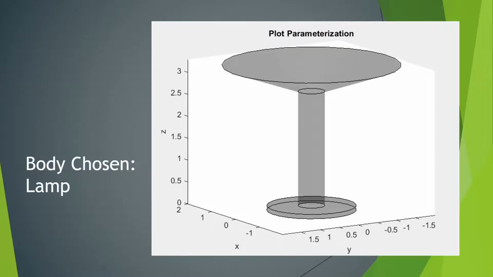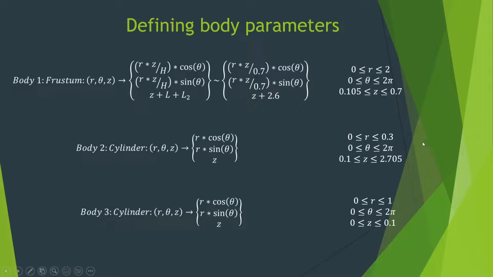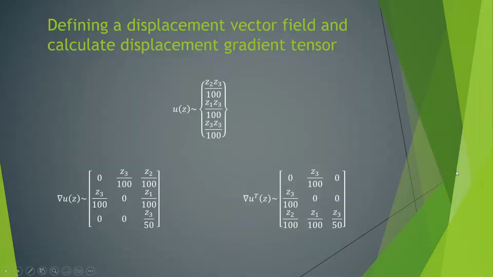So the body chosen for my project is a lamp in which my top part, or the light emitting part, is a frustum. I have a cylinder as the holder and I have another cylinder which acts as the base of the lamp. These are the respective parameterizations for my first body, my second body and my third body with their respective limits. So next we have to define a displacement vector field and calculate the displacement gradient tensor.